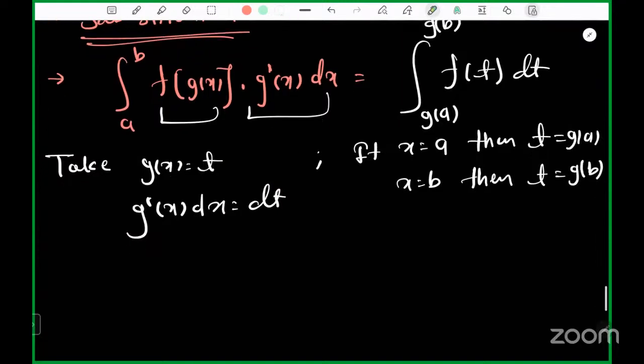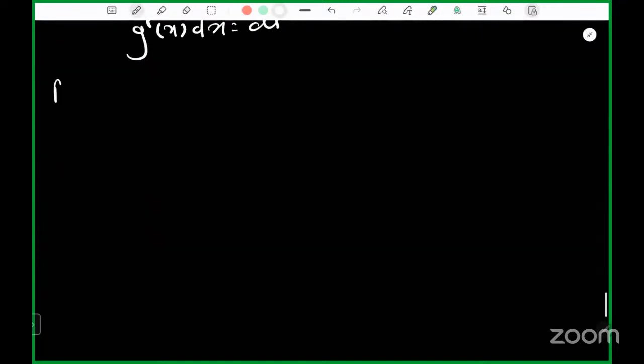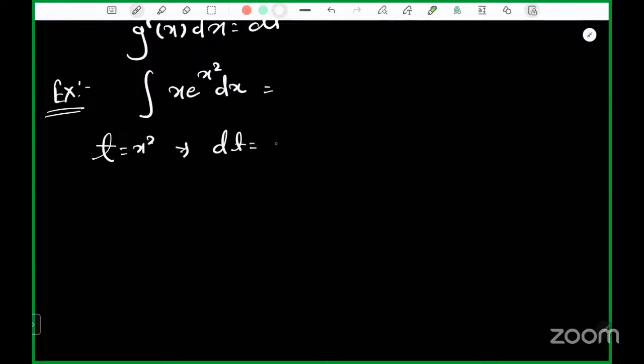So let's do a couple of examples. Suppose we want to calculate the integration of x e to the power x squared dx. What will be your suggestion? Which term do we need to use as a substitution? Right, we can take t as x squared. So it will become x into e to the power t. Then 1 by 2 dt is equal to x dx.